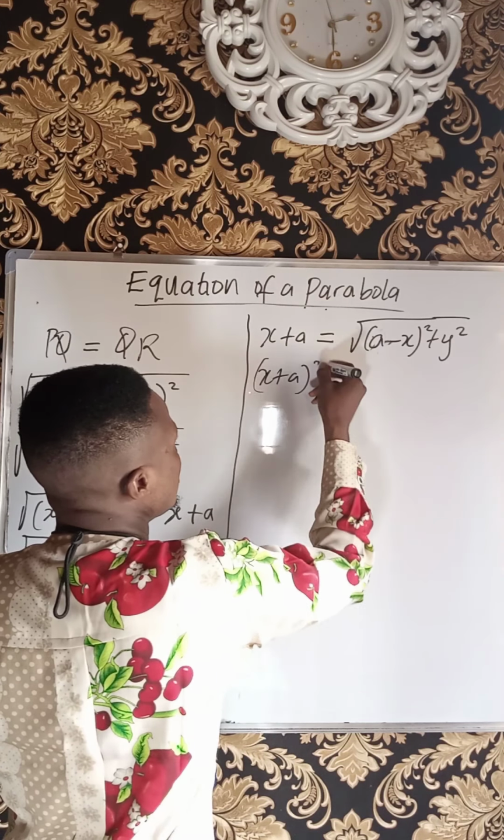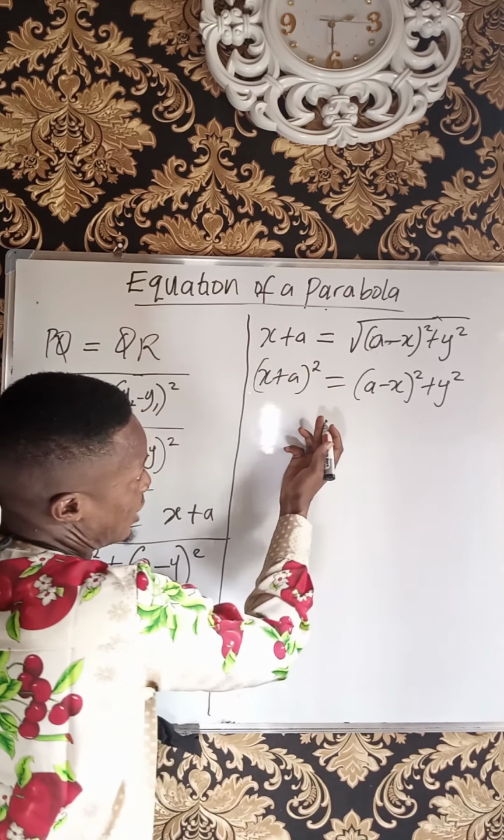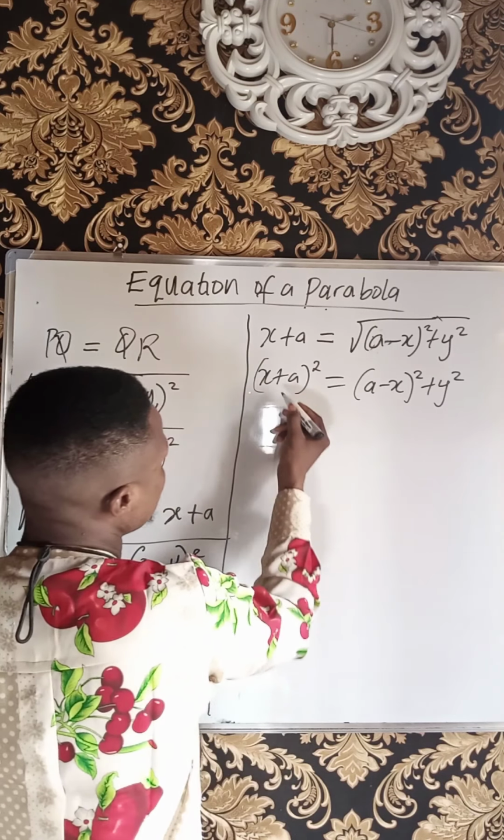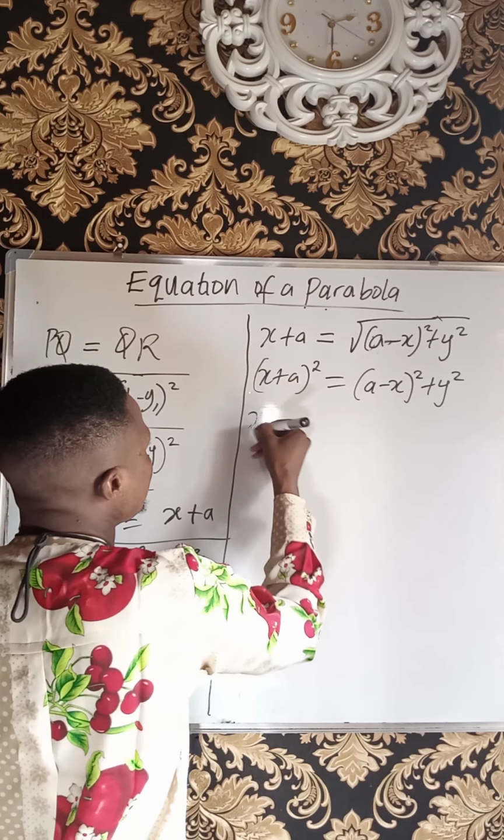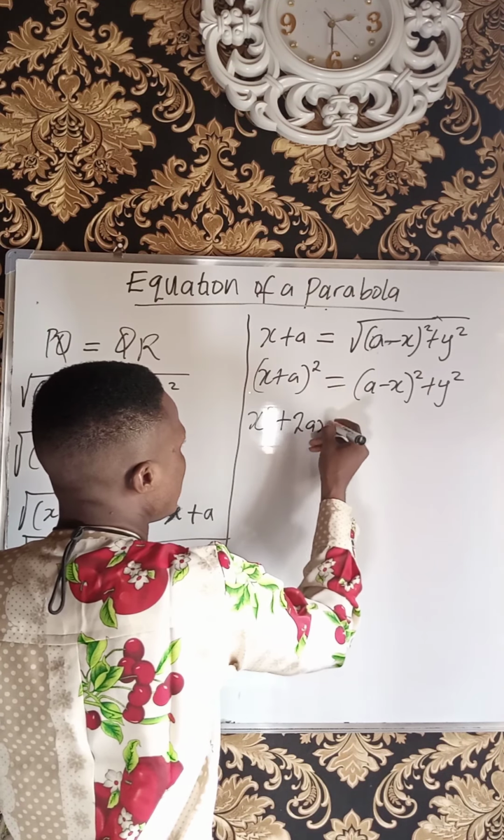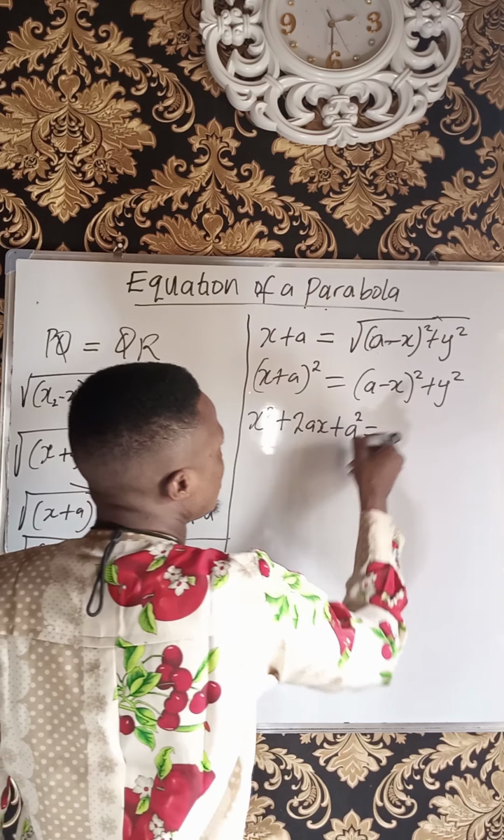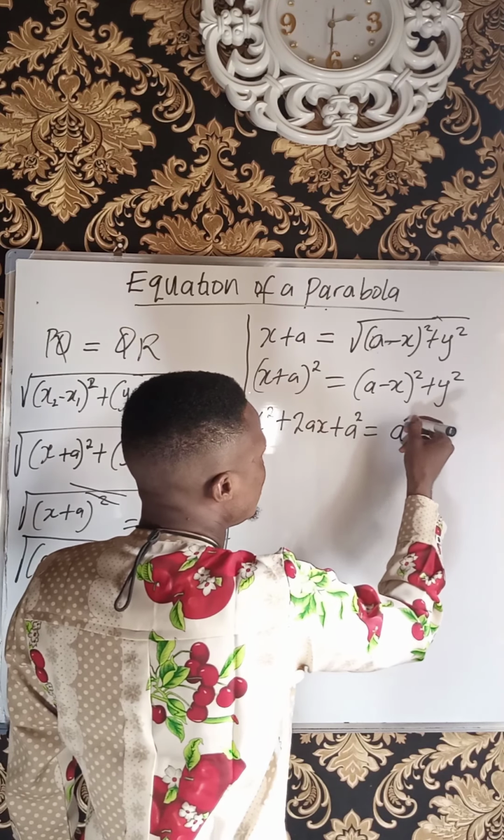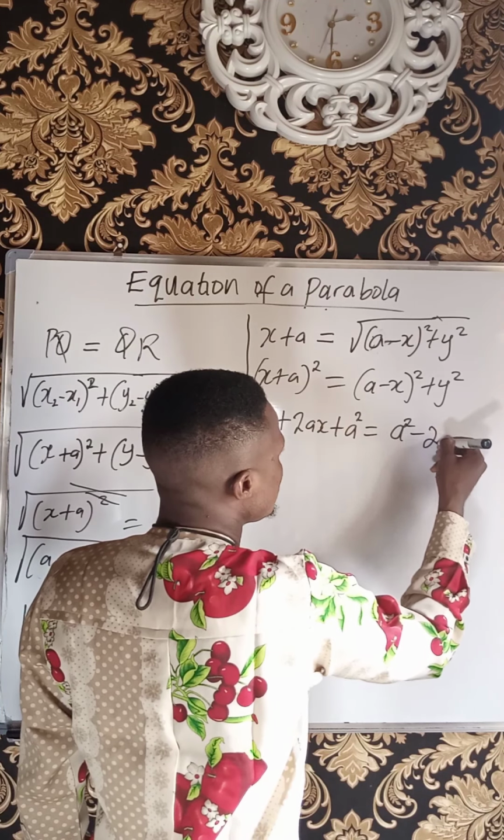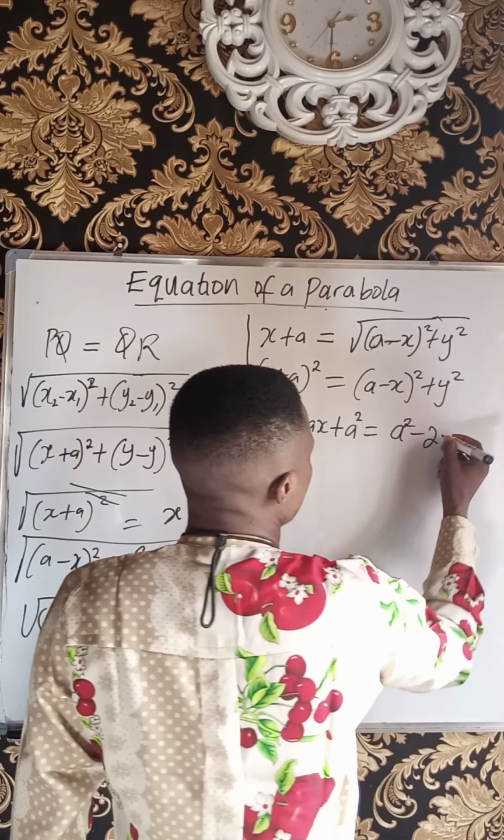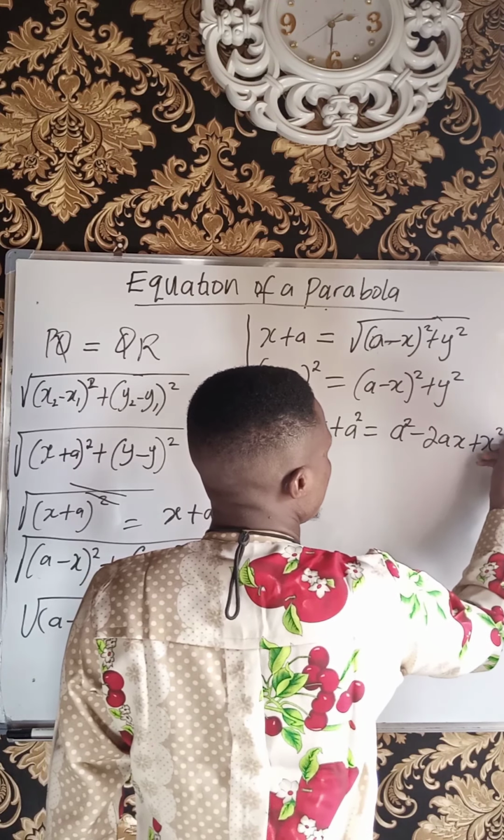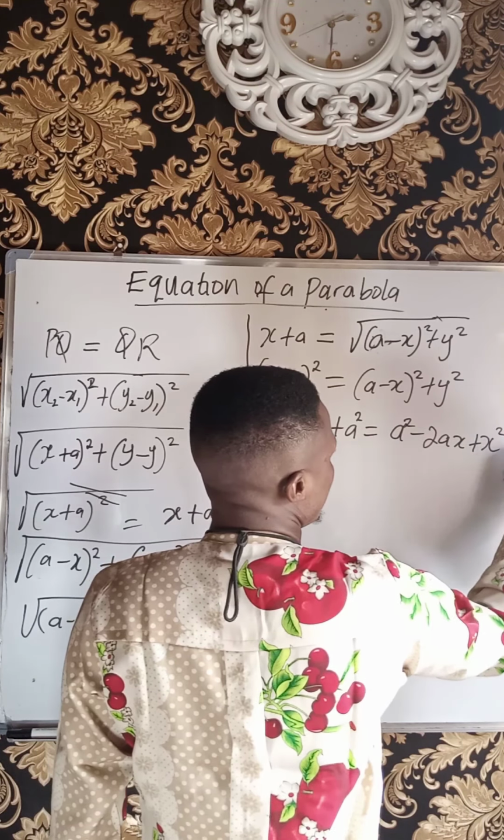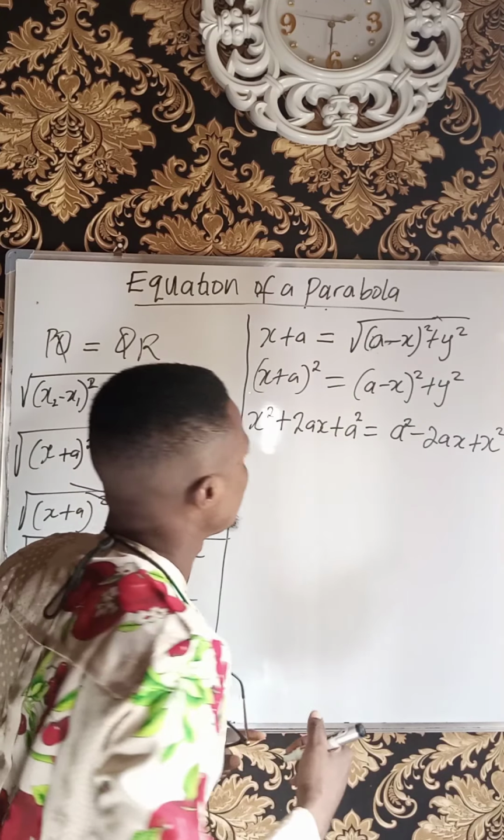Now I'll collect like terms. Let me take this to come to this side, or rather I can open bracket if I want to open bracket. When I expand this bracket, I'll have x squared plus 2ax plus a squared equals, when I expand this bracket, I'll have a squared minus 2ax plus x squared, then plus this y squared that is here. This is the expansion of this bracket. You can still go and learn how to expand bracket.